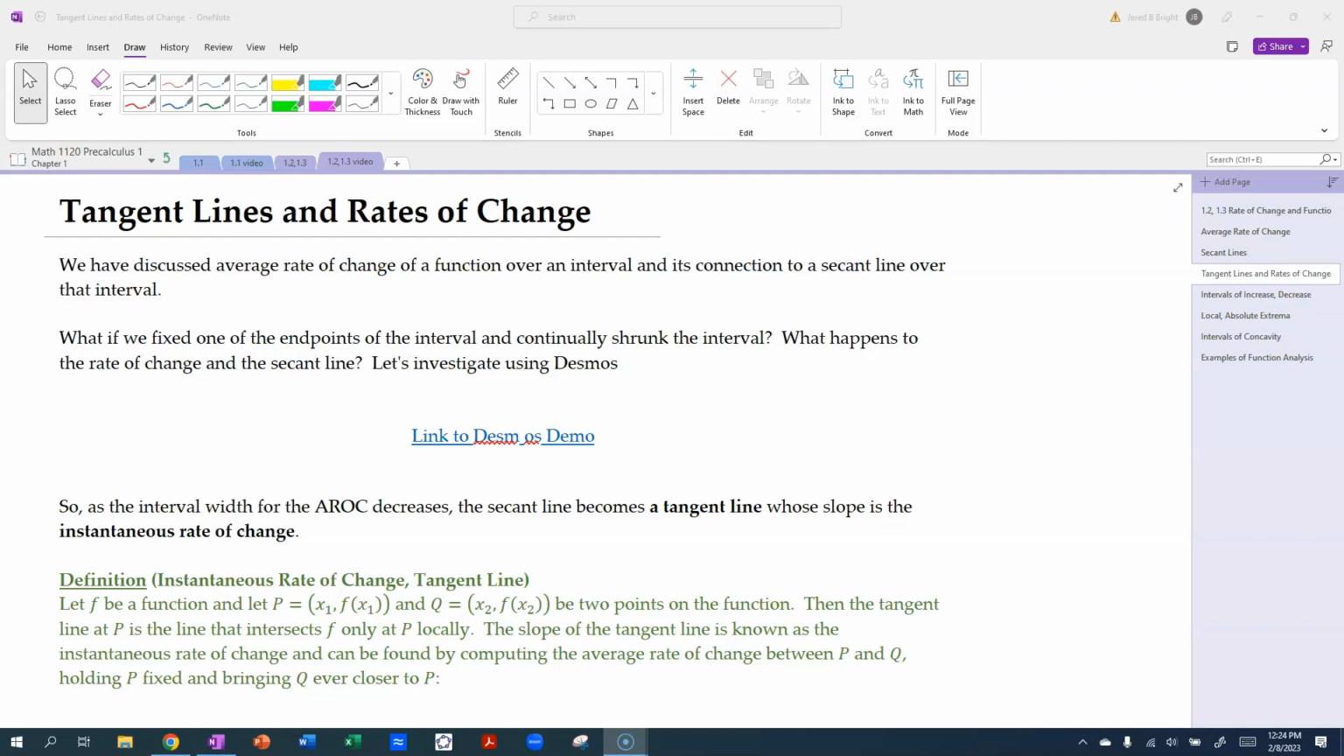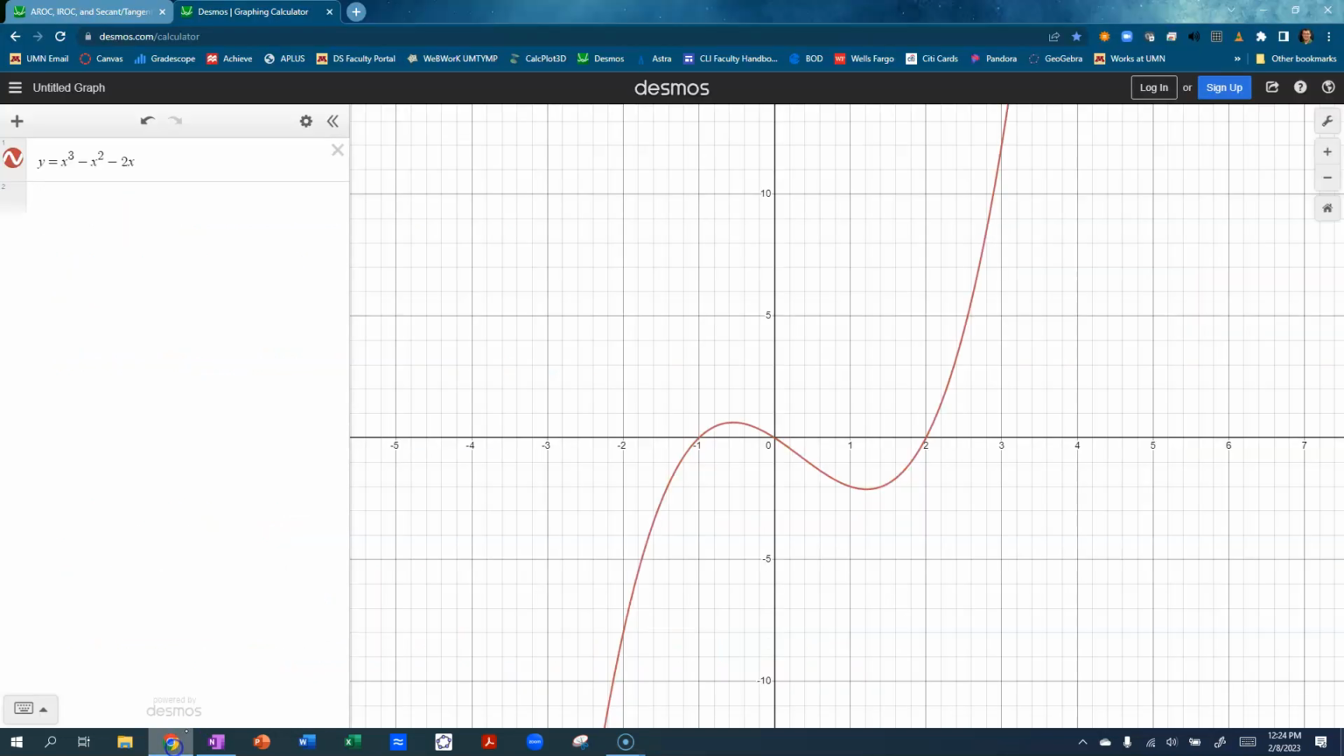Previously, when we were looking at average rate of change, we drew secant lines, right? And we used secant lines to maybe approximate the function within a certain interval, or within the bounds of the endpoints of the secant line, or the bounds of the average rate of change interval. And so now I'm curious, what if we shrunk that interval? Okay, and so let's explore this with Desmos.